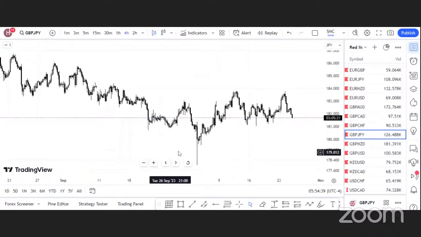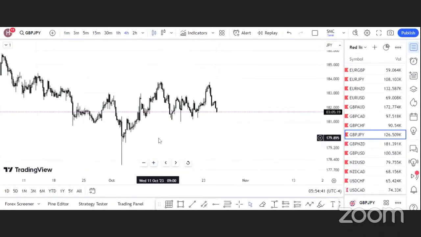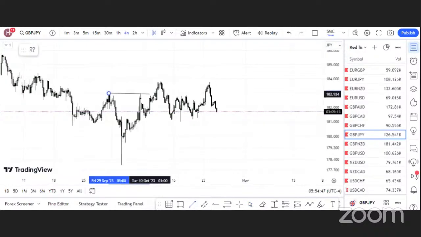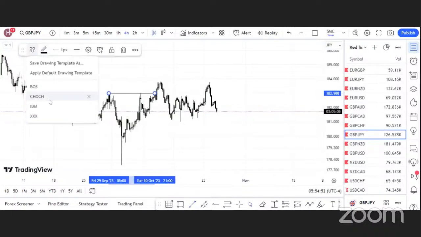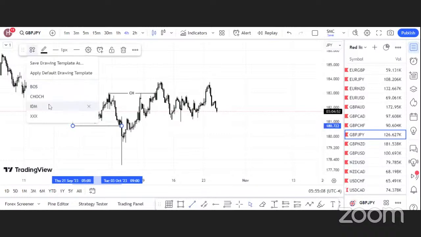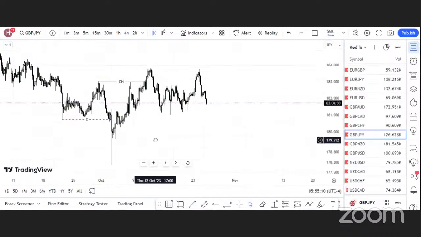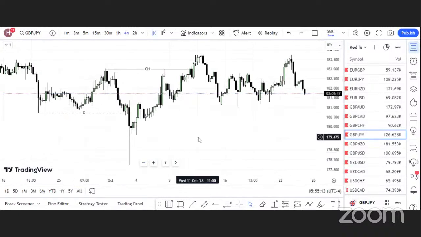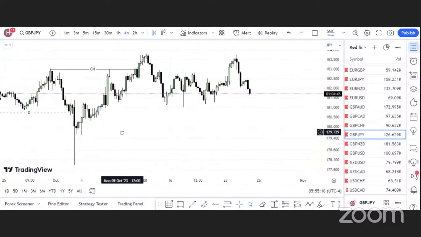Let's zoom in. All right, so we have this taken out, change of character. Okay, we have a liquidity pool around this area, and the market took out the liquidity. So we have a liquidity grab here. Okay, so now let's zoom out and see how the market is doing.